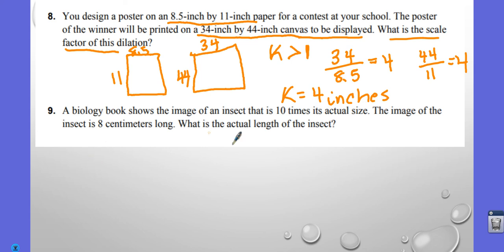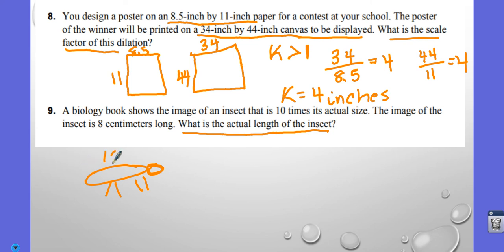Alright, so it says a biology book shows the image of an insect that is 10 times its actual size. The image of the insect is 8 centimeters long. What is the actual length of the insect? I need to find out how long this insect is, and it told me the scale factor. So I got some kind of bug. I'm going to draw a bug. Okay, that's my bug, and it's already blown up 10 times its size.